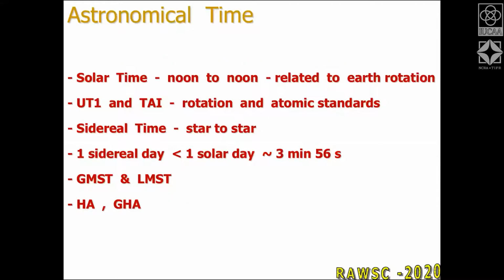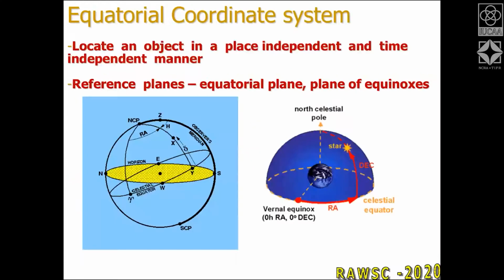But in this, we also need to learn a little bit about astronomical time. So let's come back here. So the time as we see in our watches. Right now it's about 2:30. So what is this time? When you say that it is 2:30 in the afternoon, what do you mean by that? Indian Standard Time or Greenwich Mean Time? What kind of time is this?